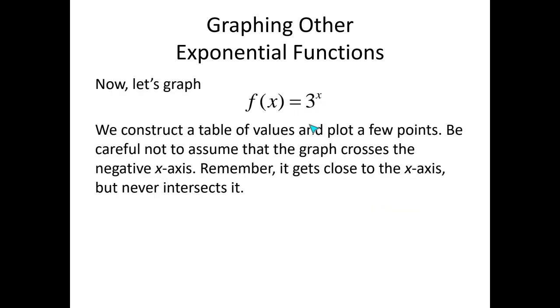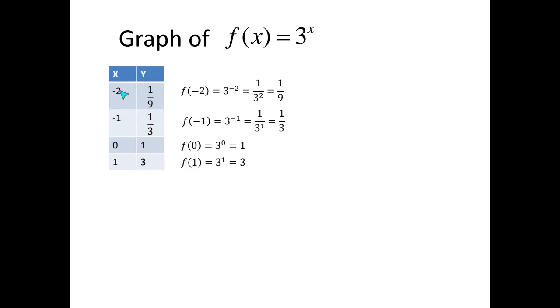So let's graph 3 to the x. When we start a new section, we want to know what these graphs look like. So we can construct a table of values. On the left side here, I have a table of values. If I input a negative 2, I can use the exponent property. So with this 3 to the negative 2, I can write it as 1 divided by 3 squared, which would be 1/9. And if I input negative 1, then we get 3 to the negative 1, which would be a third. And then anything to the 0 power is going to be equal to 1. And then 3 to the 1 would be 3. So these are my points.